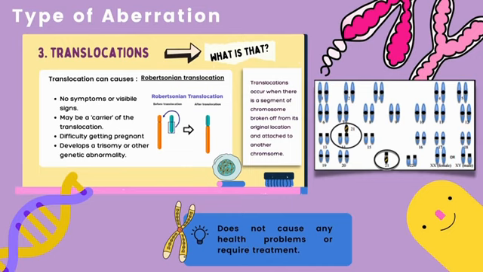Translocation is also a type of aberration in chromosome 16, and it happens when a segment of a chromosome is broken off from its original location and attached to another chromosome. Somehow this may lead to Robertsonian translocation disease. A person who is affected will have difficulties in getting pregnant and can develop trisomy and other genetic abnormalities.